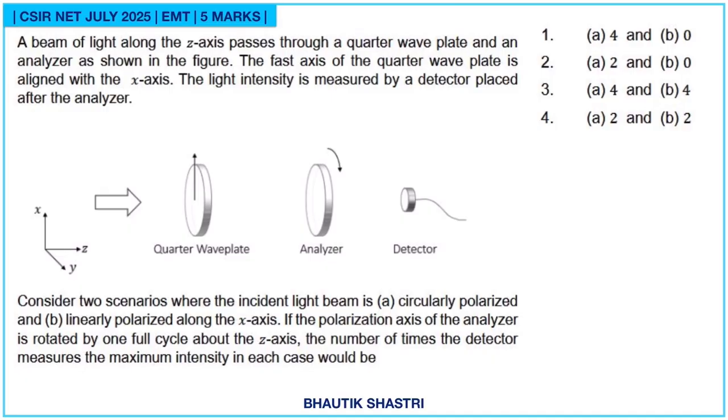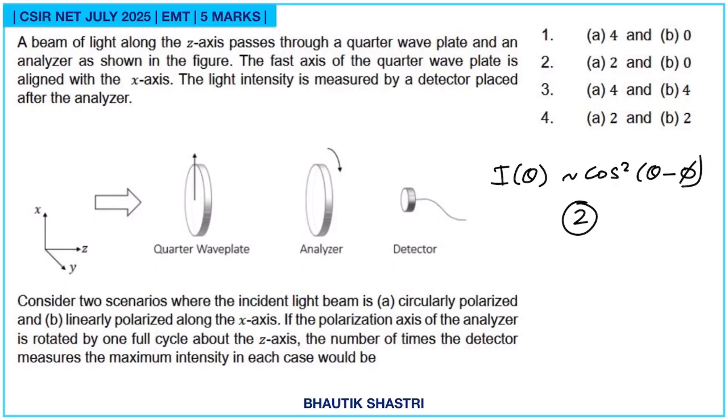So we have a quarter wave plate, and in the first case we have circularly polarized light. Now intensity I of theta is cos square theta minus phi, where theta is the analyzer angle and phi is the initial polarization phase. Now cos square has period of 180 degree. So the maximum occurs twice in 360 degree rotation.